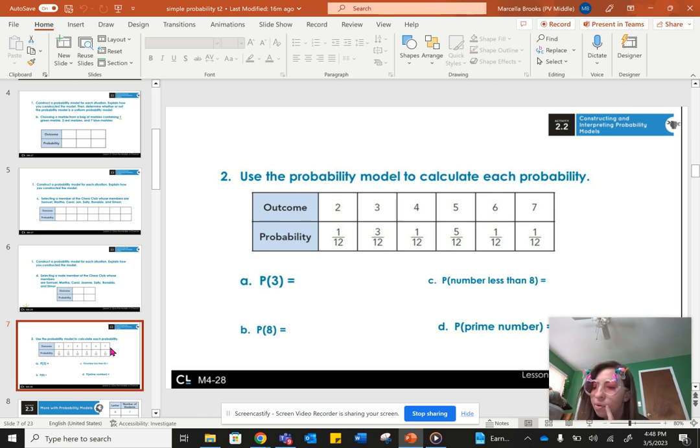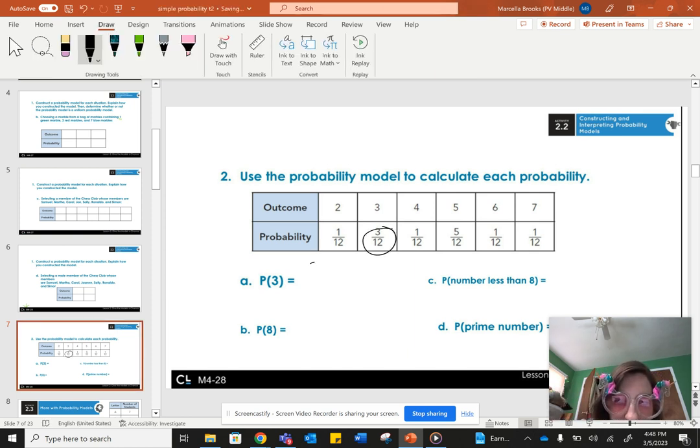So, anyway, moving on to math. We are on this problem here. They already made the probability model for you, and you just need to answer the questions. Remember that P(3) means what's the probability of picking a 3? Oh, looky here, it tells you the probability of picking a 3. It's 3 out of 12.